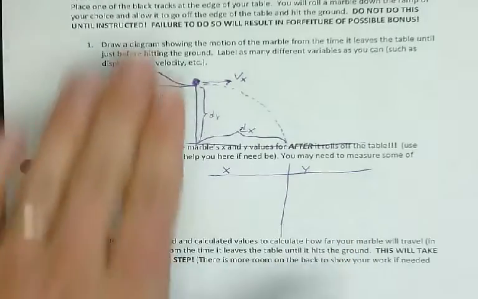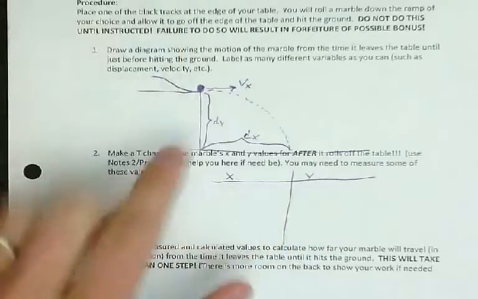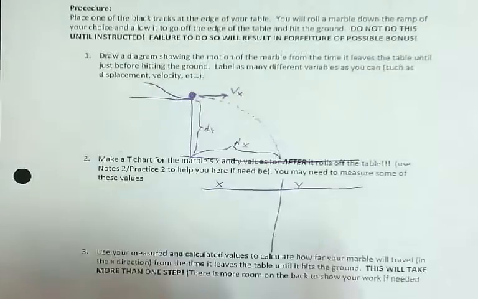You're only needing to do things when the marble leaves the table. You don't need to worry about anything about the track. You don't need to know how long the track is. You don't need to know how high the track is. You don't need to know anything about the track. You just need to know what about the motion when it leaves.